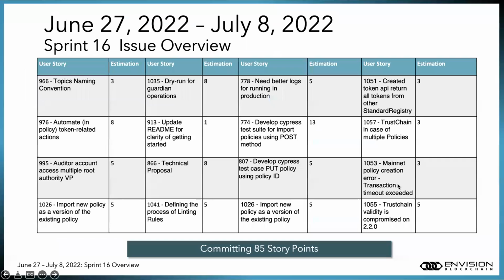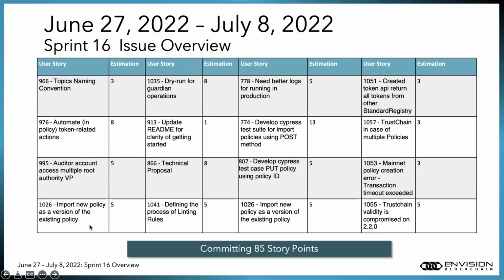Now, looking ahead, we have Sprint 16 coming up. So just highlighting some of the issues that we are going to be uncovering here. The sprint is going to last from June 27 to July 8. At the moment, we have committed to 85 story points. So just to talk about some of them, we'll be looking at 966, which is topics naming convention.